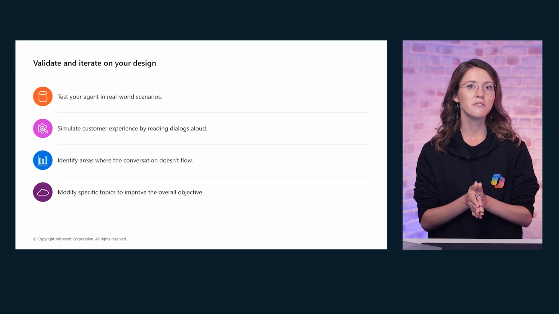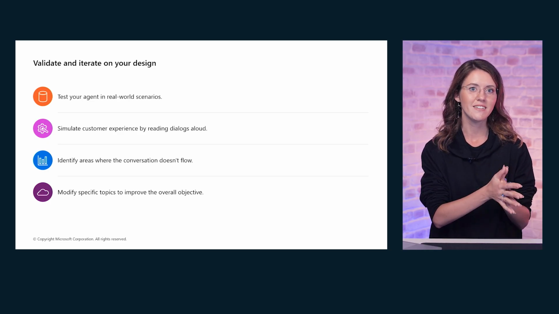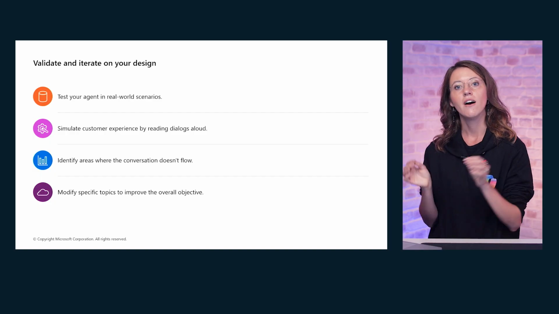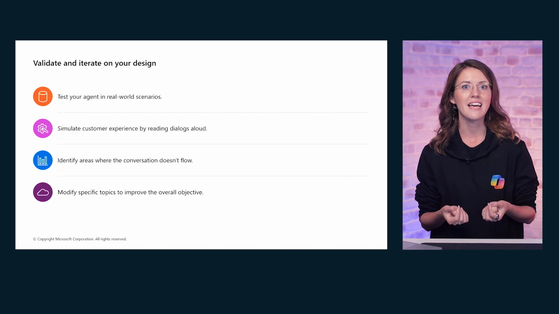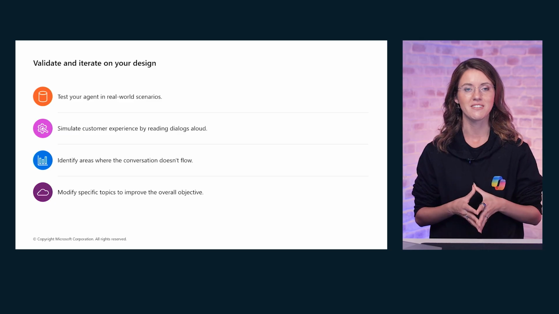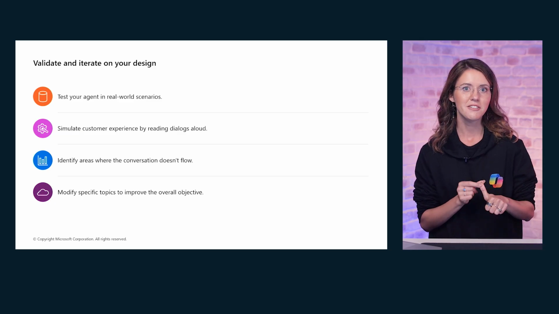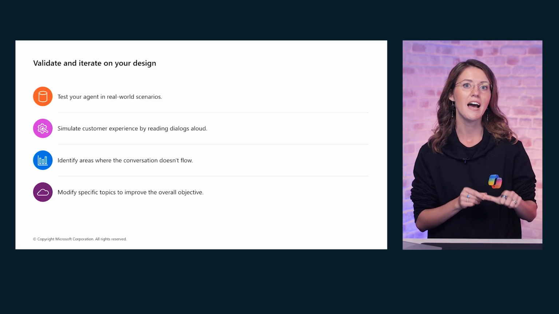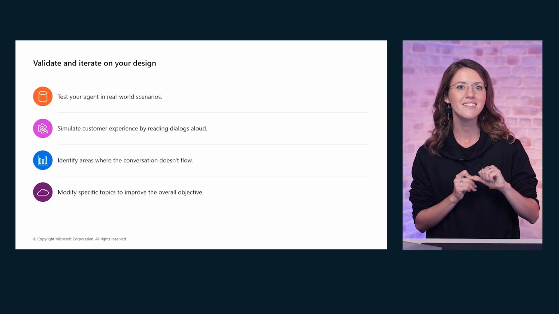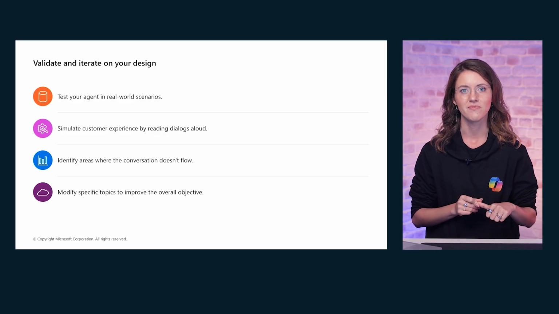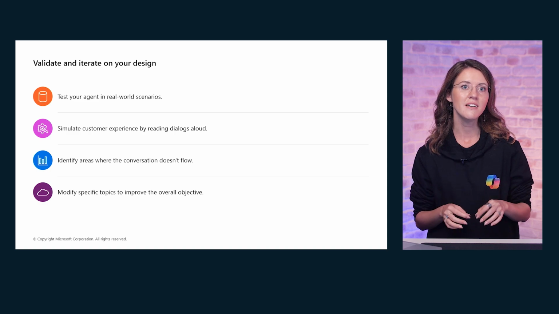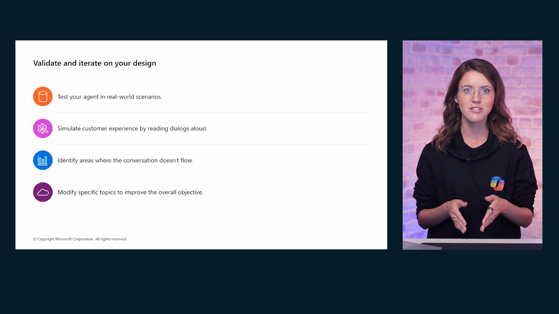This slide introduces the importance of validating and iterating on your design to ensure the effectiveness of your agent. First, testing your agent in real-world scenarios helps you to understand its effectiveness. It's crucial to see how it performs in actual conversation.